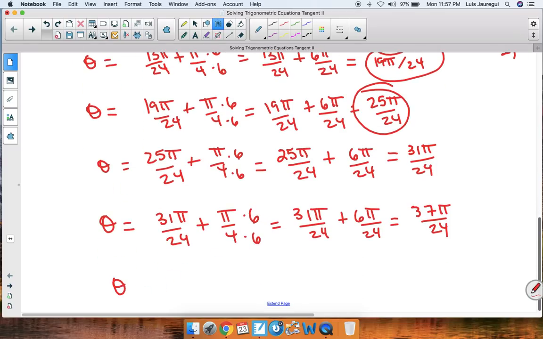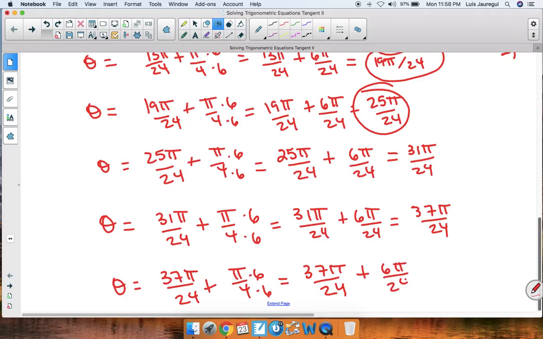Now, let's try one more here. So we have theta is equal to 37 pi over 24 plus the period of pi over 4. Again, let's multiply this one by 6 over 6 to get the same denominator. So this is now 37 pi over 24 plus 6 pi over 24. And that gives you 43 pi over 24.